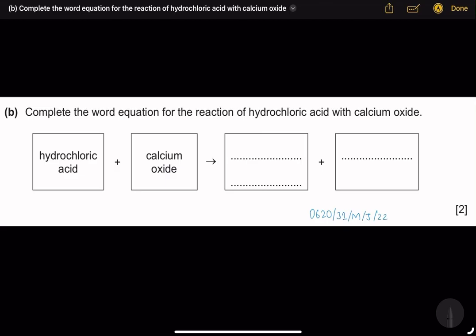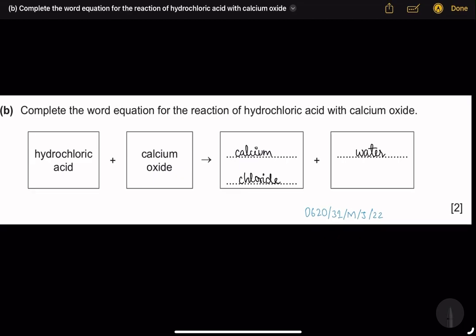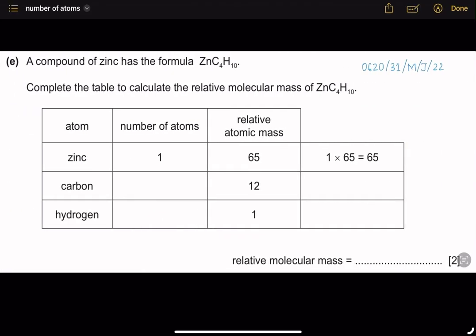Again, we have the word equation for the reaction of hydrochloric acid with calcium oxide. So when hydrochloric acid reacts with calcium oxide, it will give us calcium chloride, which is a salt, and it will give us water. And now the next question.